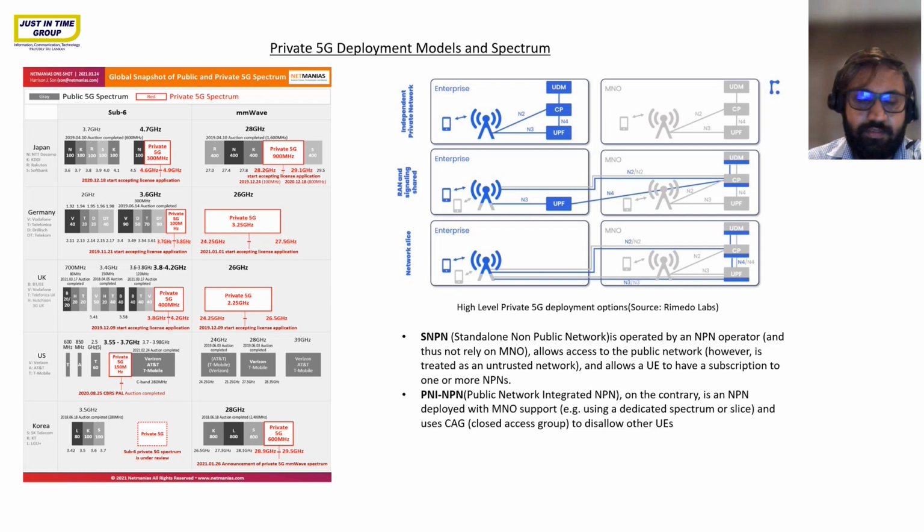infographic representation that I have taken from NetManias. Many operators all over the world have started releasing spectrum for private 5G applications, especially in FR1 frequencies, that means sub 6 gigahertz frequencies, as well as in millimeter wave frequencies.